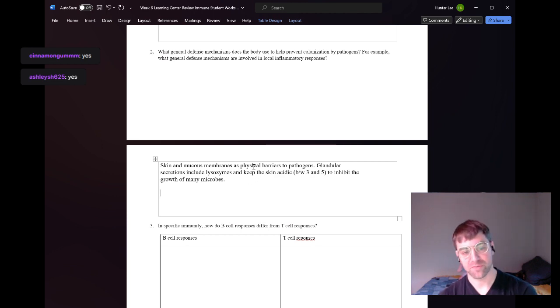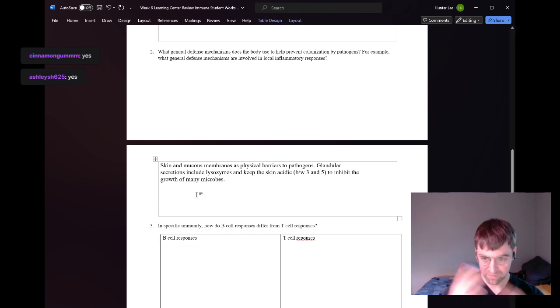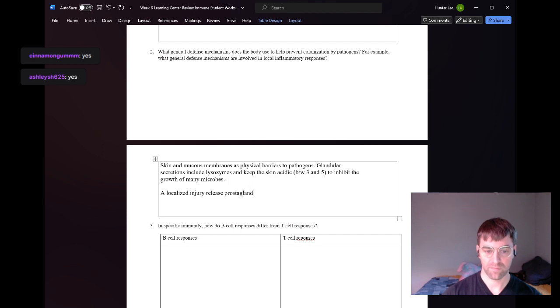What general defense mechanisms are involved in local inflammatory responses? A localized injury, so a cut or a sliver, releases prostaglandins and histamines, which cause increased blood flow and swelling in the area. Let's write that part and we'll get to the rest of this. Prostaglandins and histamines. These are good vocab words to have, which cause increased blood flow and swelling.